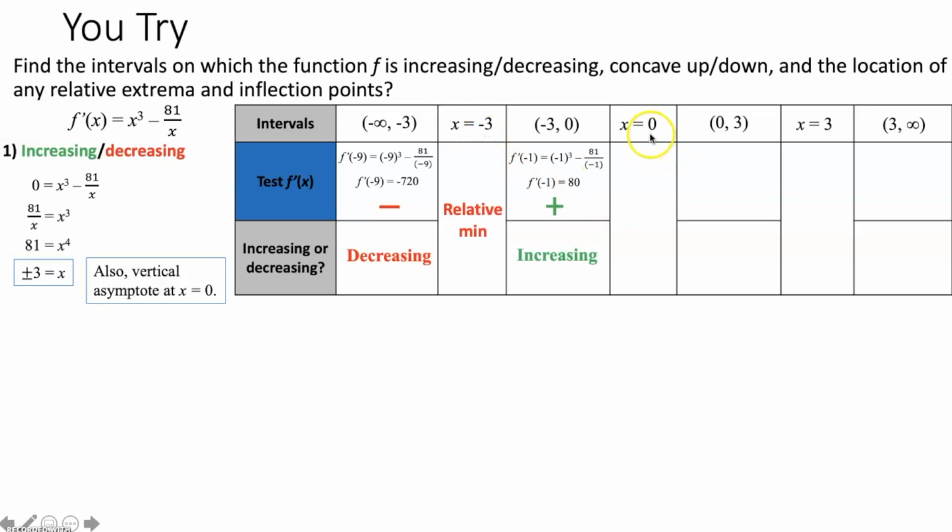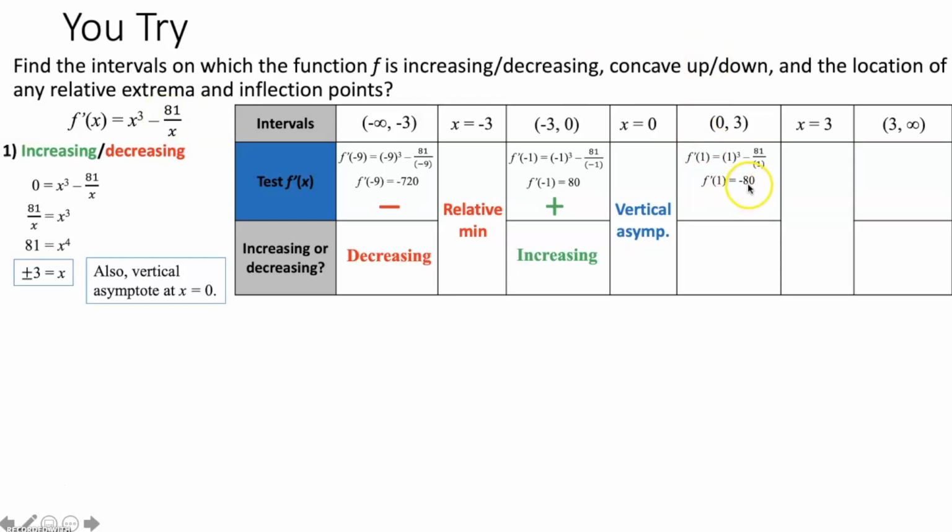Now, x equals 0. Is there going to be a relative max or min here? Neither. Remember, there's going to be an asymptote at x equals 0, so we can just put that in now. Now, let's determine if the function's increasing or decreasing on this interval. We pick a test x value. How about 1? We're going to plug in 1 for x in the first derivative and simplify. We end up getting negative 80.